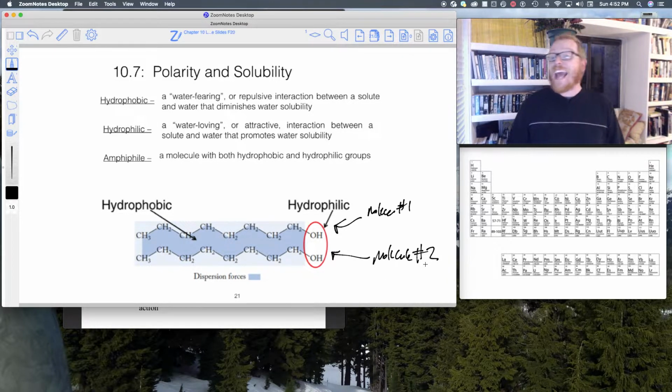So as you might guess, things are hydrophilic when they can hydrogen bond, right? When they're polar. They don't have to only hydrogen bond to be hydrophilic, but it helps a lot. But definitely things that are polar are usually hydrophilic.